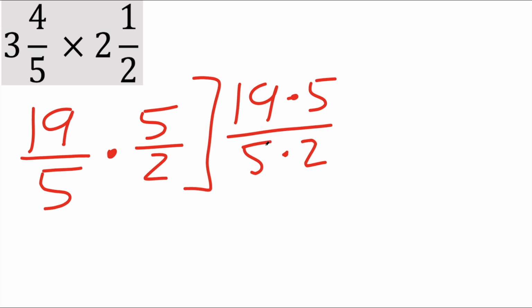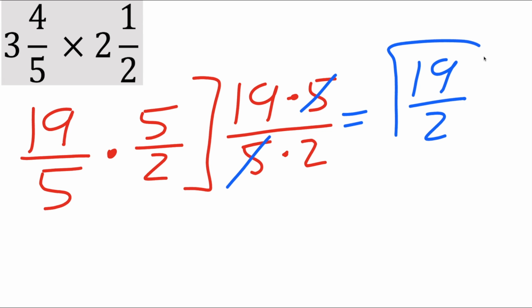Okay, to make our lives easier, here we have dividing by 5, here we're multiplying by 5, so they cancel. If you're multiplying by 5 and then dividing by 5, they're not doing anything, so we can cancel it out. So all we have left is 19 divided by 2. 19 divided by 2 is our answer as an improper fraction, where the numerator is bigger than the denominator.